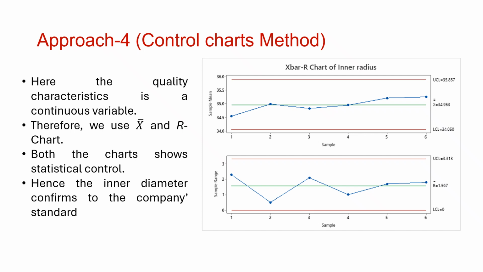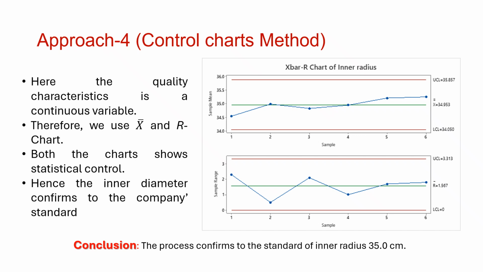There are no abrupt changes. There are no assignable causes of variation. Here the data points are strictly random, without following any pattern. So once again it confirms the standard that the radius is 35 centimeters.